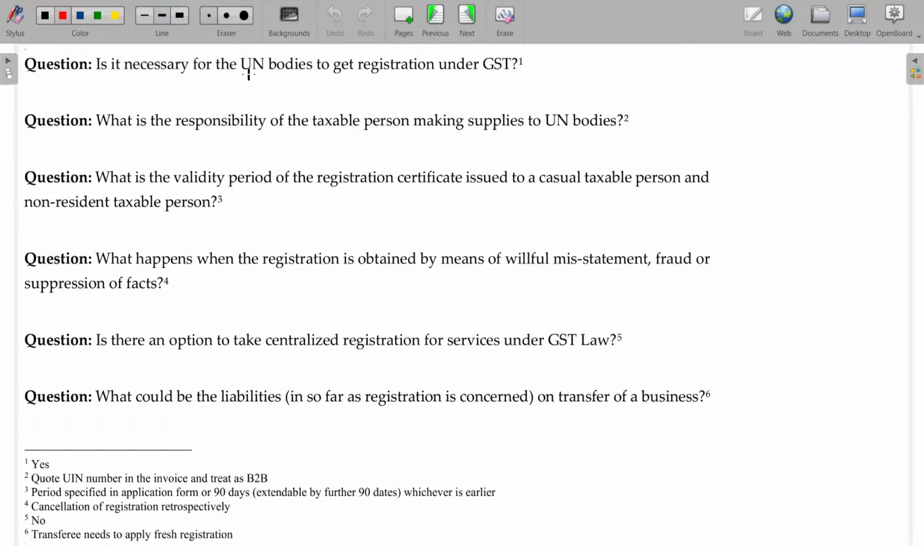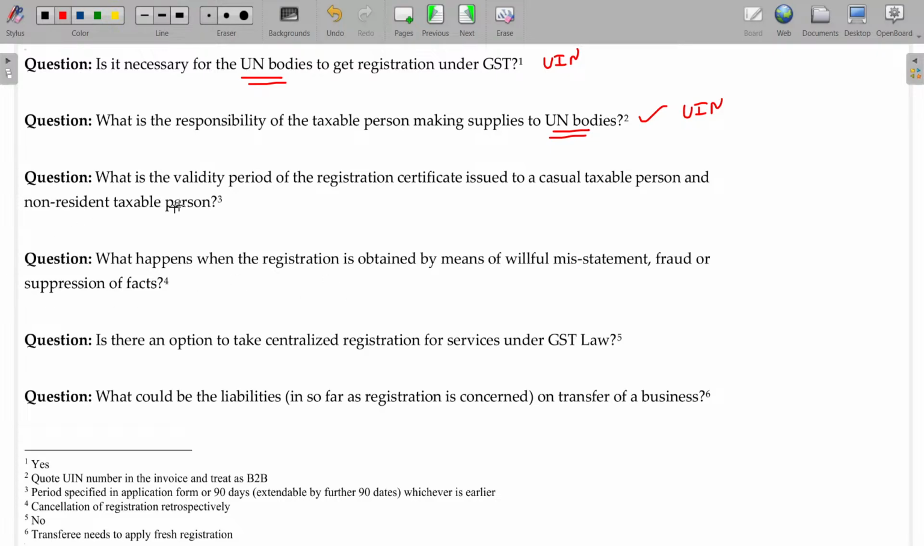Is it necessary for the UN bodies to get the registration under GST? Yes, they will get a UN number for what? They will get the ITC refund. What is the responsibility of taxable persons making supplies to UN bodies? They have to quote the UN number. Usually the GST number you will quote being the recipient. Here you have to quote the UN number for the recipient.